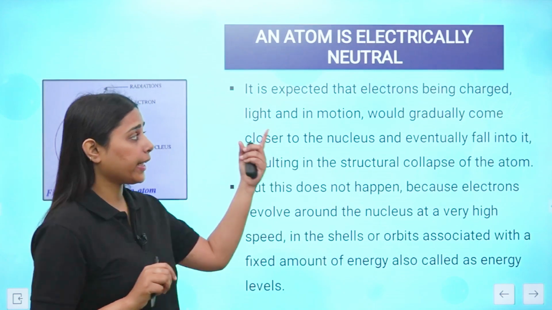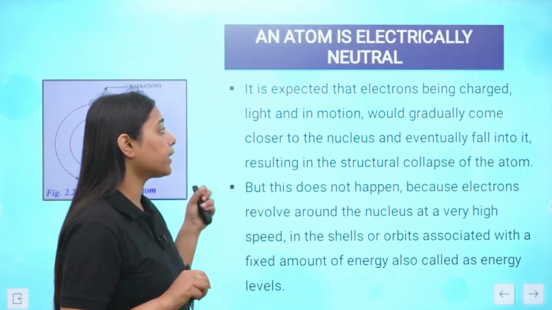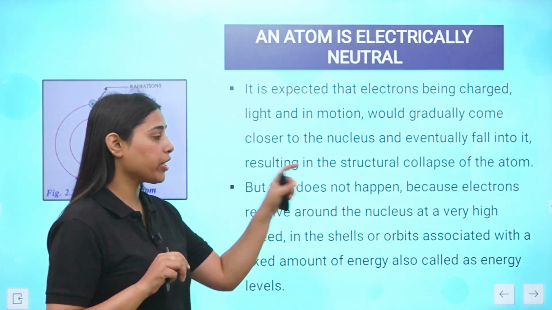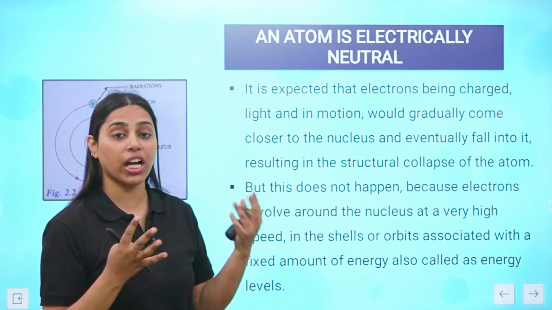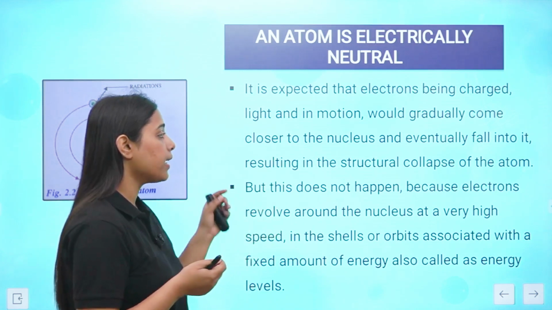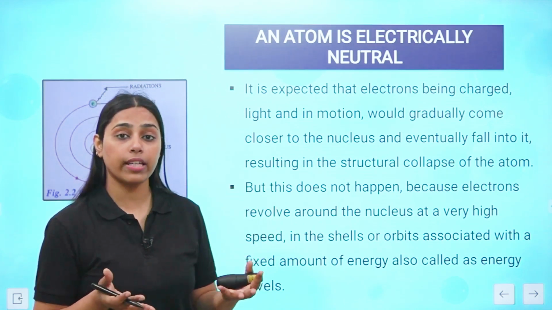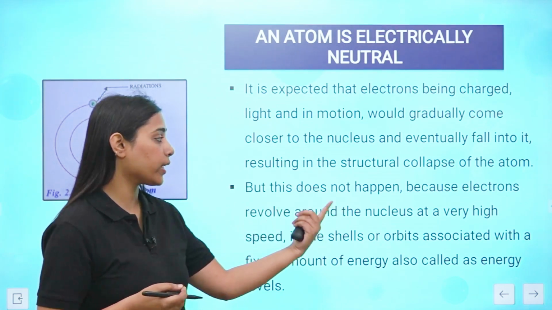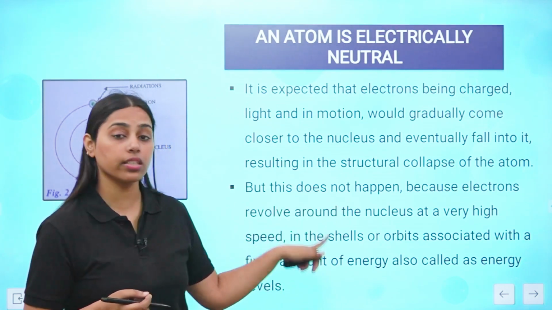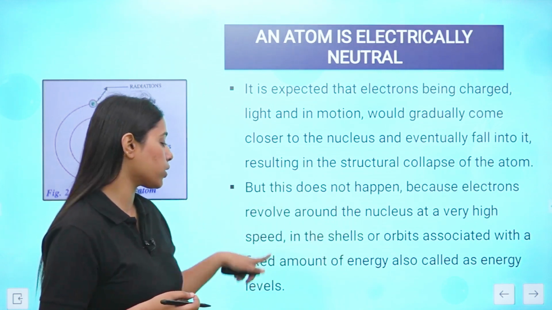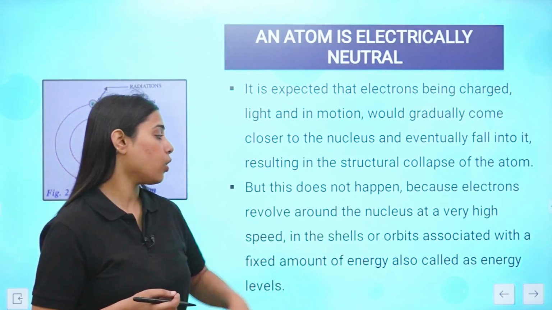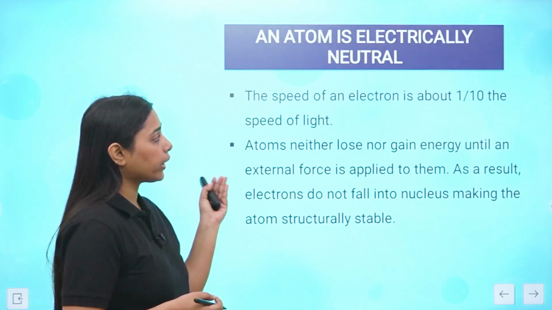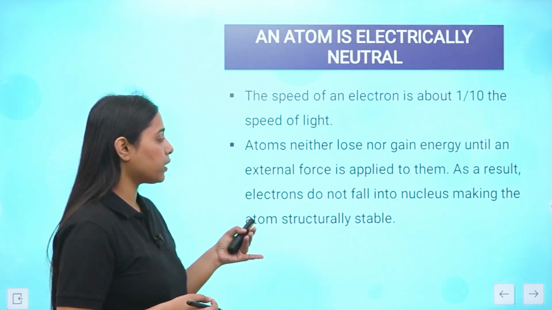It is expected that electrons, being charged, light and in motion, would gradually come closer to the nucleus and eventually fall into it, because they are charged particles radiating energy, resulting in the collapse of the atom. But this doesn't happen because electrons revolve around the nucleus at a very high speed in the shells or orbits only, which are associated with a fixed amount of energy, also called energy level. That is what I just said. The speed of an electron is about 1/10th the speed of light.